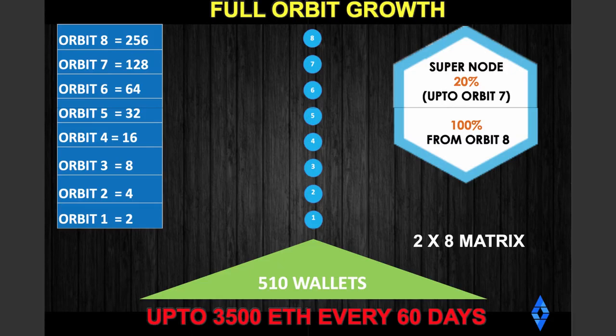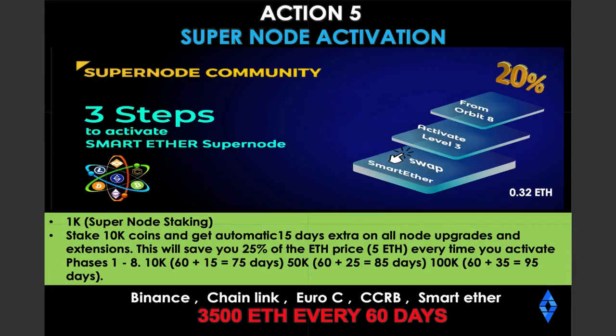In that, 20% of the income will go to the supernode in the case of orbits from 1 to 7, and 100% of the income generated in the 8th orbit belongs to the supernode. I've already mentioned supernode activation, so let's see what it is. This is to be done before activating Phase 3.